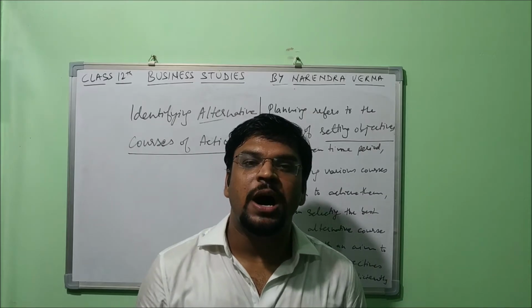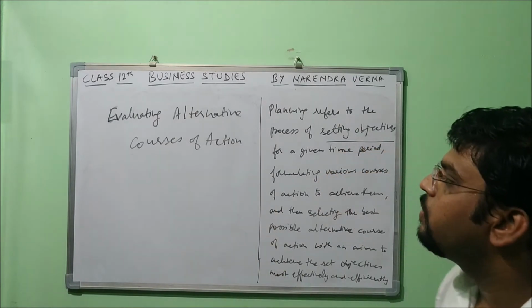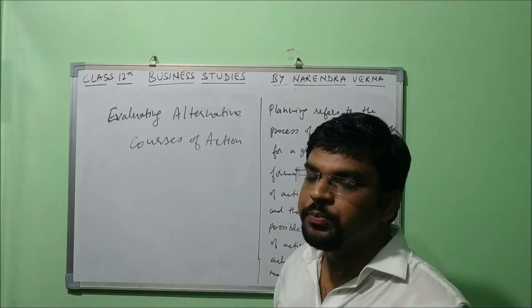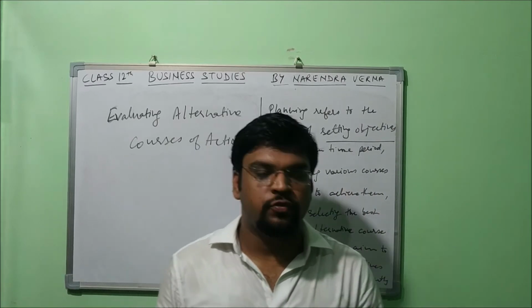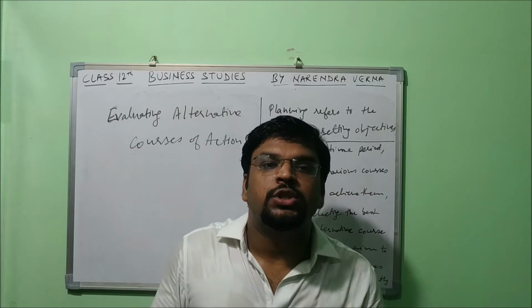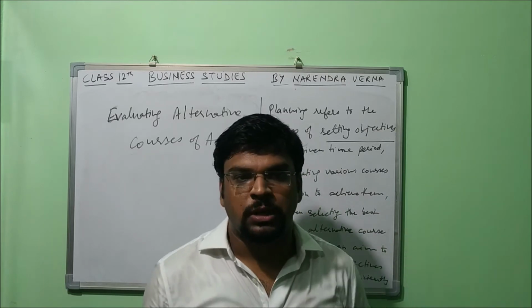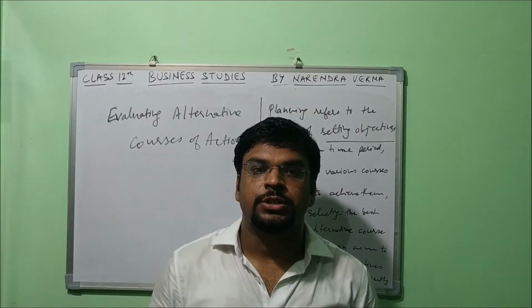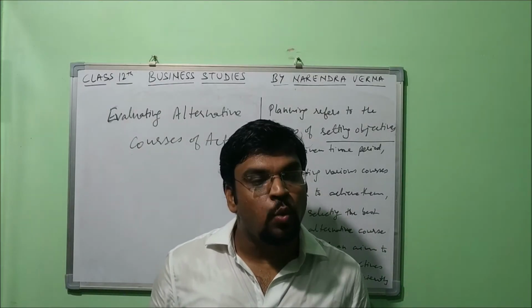Now let's move on to another step of planning. So the next step is evaluating alternative courses of action. So in the previous step, we identified as many possible courses of actions as are available. Now what to do with these plans or methods or courses of actions? Because we need to select one, right?